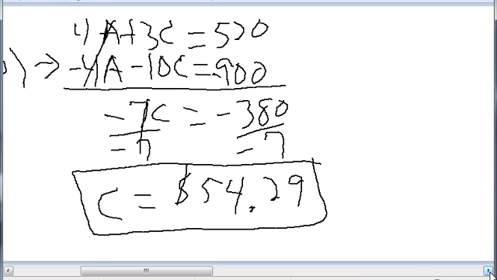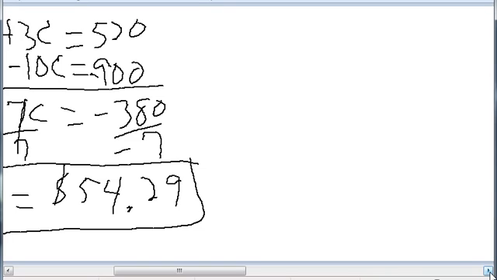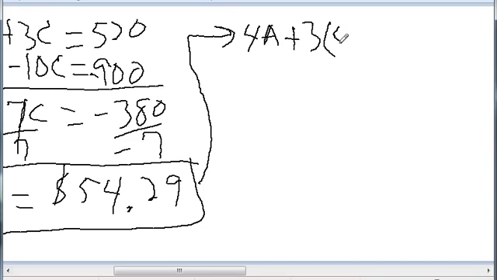We just need to go and find the cost of an adult ticket by substituting the cost of a child ticket back into the first equation and then solving it for a. So 4a was the first equation plus 3c. So instead we substitute in the place of c the $54.29 is equal to 520. So that was our first equation that we substituted the cost of a child ticket back into.